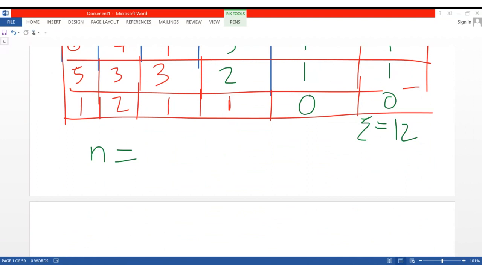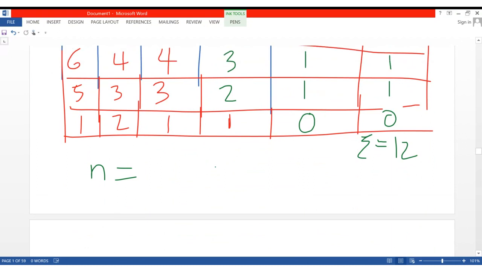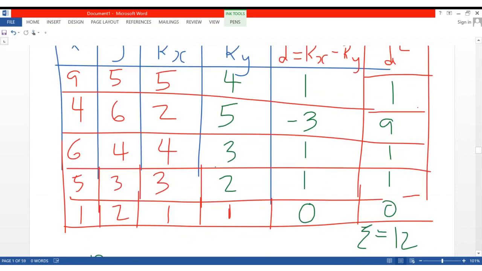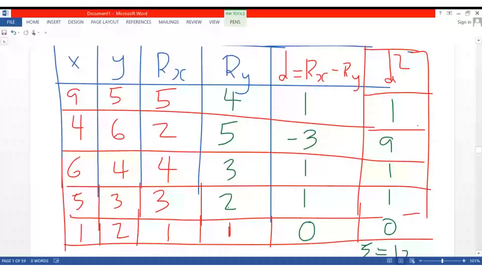On the side of x, let me go back to the table. On the side of x, let's deal with x. X has how many variables? Very easy. I'm asking a question. X has how many variables? Oh, so it has 5 variables. Y has how many variables? The same number of variables.